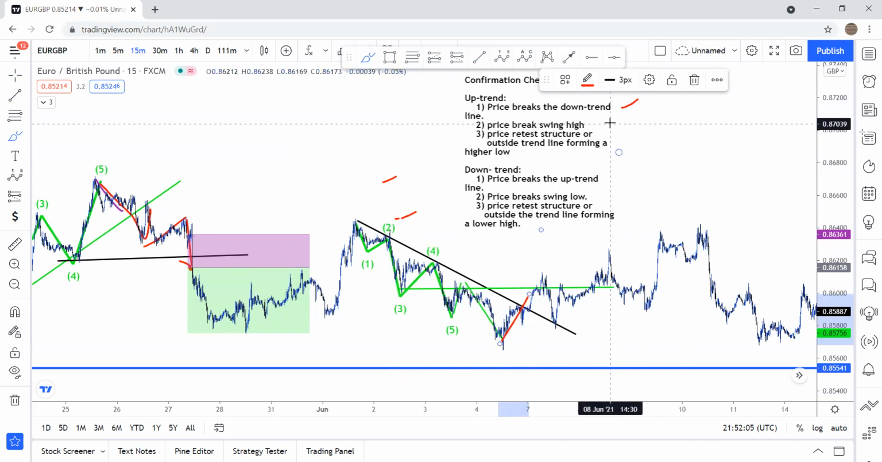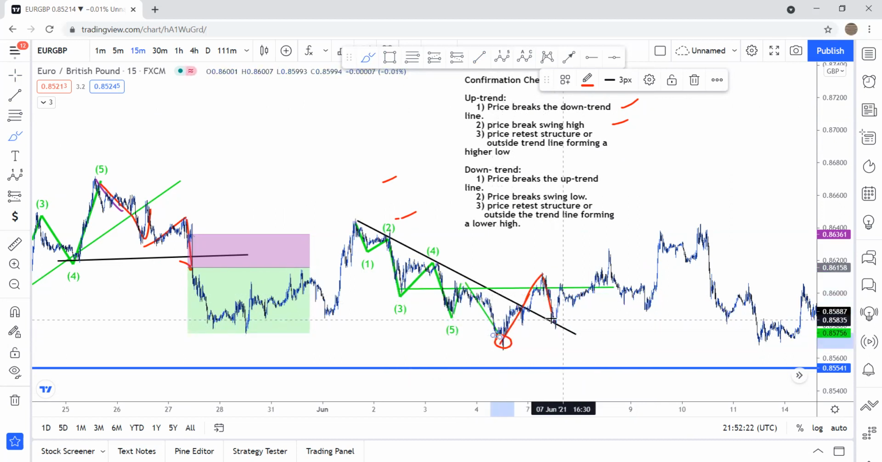Second, price must break the swing high. And as I mentioned, this is the interchangeable number, step 3. But anyways, price broke the swing high up here. That's check. Step 4, retest the structure or outside the trend. The retest outside the trend. As you can see, this is outside the trend line. And look what started happening.